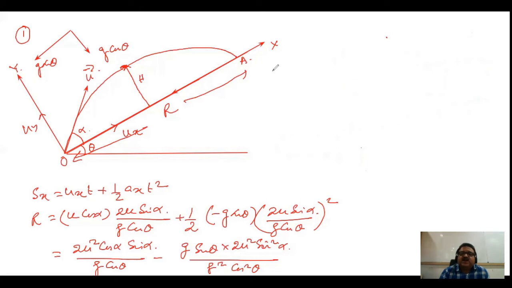Look at this. R equals, therefore, 2u². Take 2u² common first. Anything with sin alpha, it is sin² alpha, so take sin alpha common. And look, one g gets cancelled. So I can take g cos theta common.